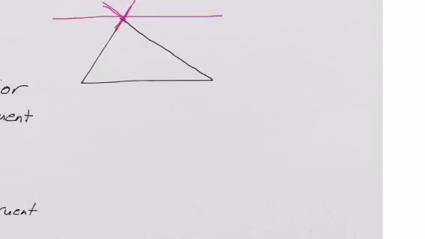Well, we now know, because they're alternate interior angles, that this angle and this angle are congruent to each other. These two lines are parallel, cut by a transversal. They're alternate interior angles. Likewise, we know that those two angles are congruent because they're alternate interior angles.